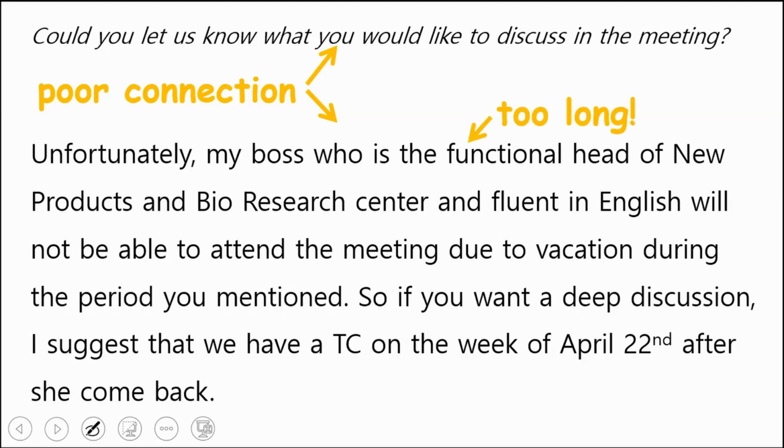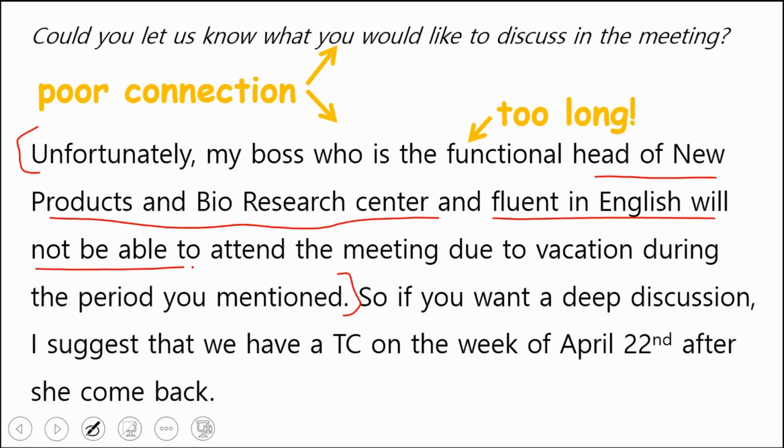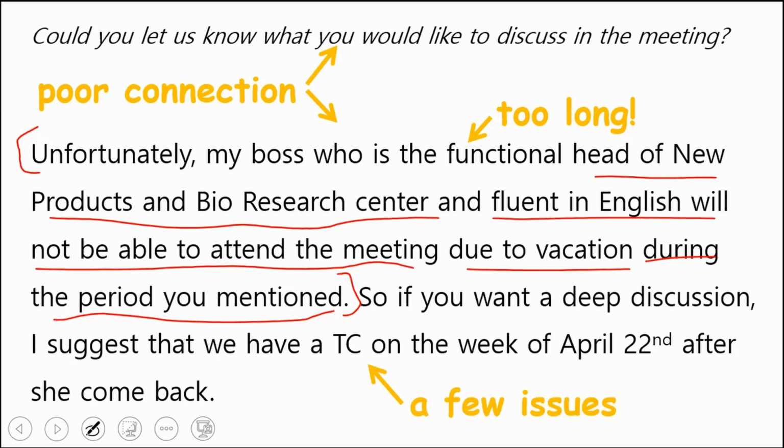Also, we can see that the next sentence is way too long. It starts here and it finishes here. And we have a lot of information in this sentence: "not be able to attend the meeting due to vacation during the period you mentioned." There's a lot of different thoughts going on in this sentence, so it's way too long. And of course, as I pointed out, we have a few other issues in the rest of the sentence, in the second sentence, including some incorrect grammar. So let's go over them one by one.